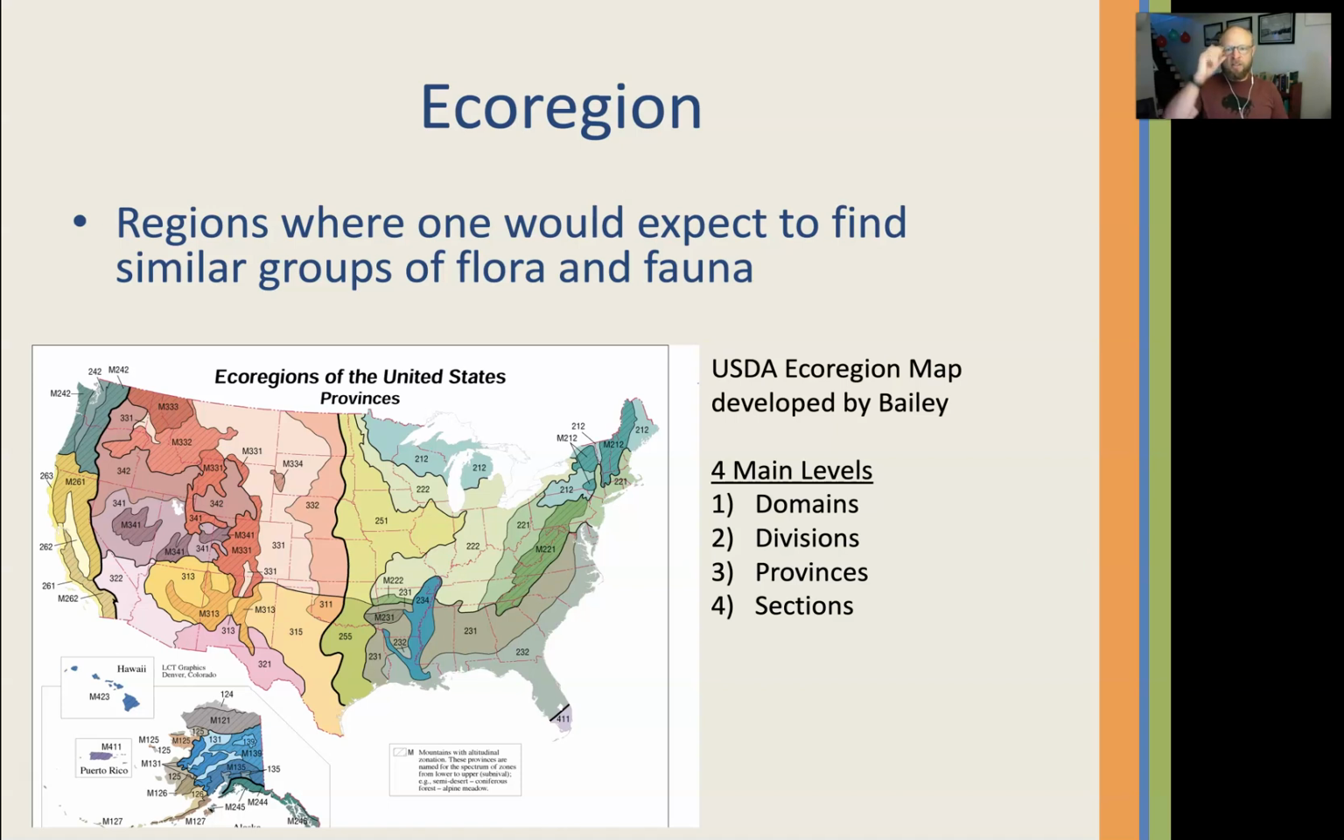I forgot about this slide. So if you remember way back to the beginning of the class, we talked about ecoregions. And there's different levels of divisions of ecoregions. If you remember, the four main levels are domains, divisions, provinces, and sections. And so I'll give you some information on the ecoregion for each of the forests we're talking about. Again, nothing you have to know for a test or anything, just for you to be a little bit familiar with this classification scheme.